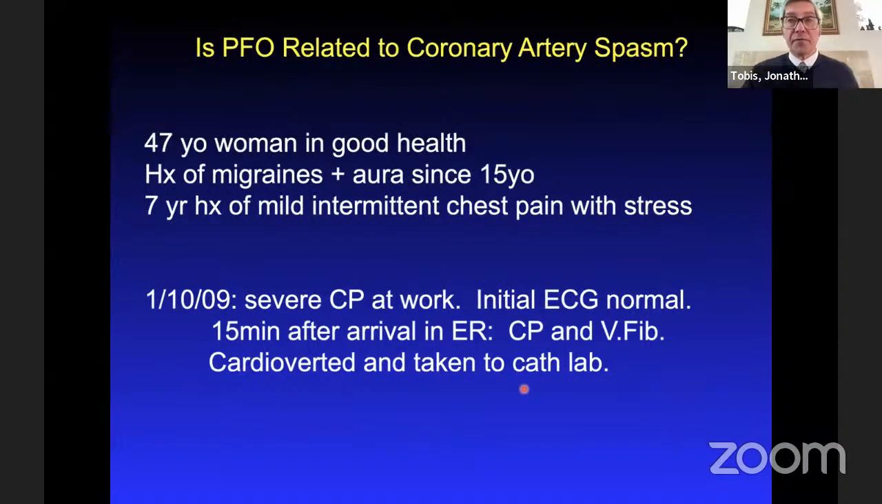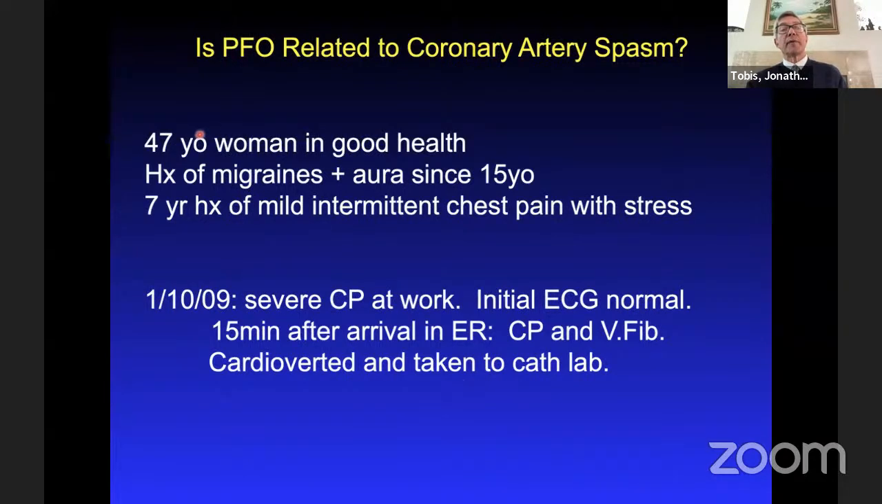I want to move on from hypoxemia to another area which is kind of fascinating, rare: does a PFO cause coronary artery spasm and Prinzmetal's angina and possibly Takotsubo disease.